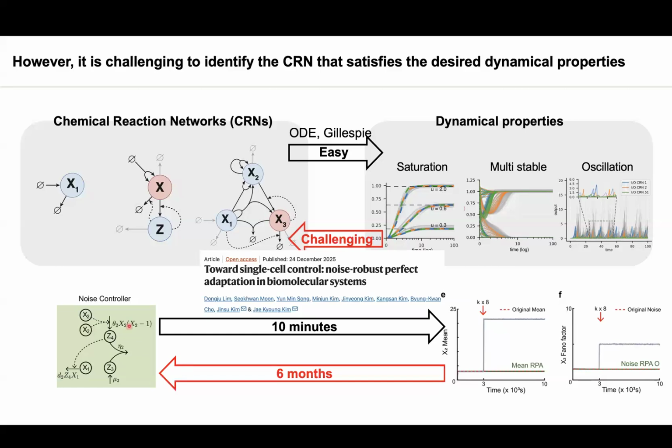This shows how discovering a CRN is really challenging. Within 6 months, it took more. Just for the idea took 6 months, and the investigation and simulation took a couple of years. 2 years.